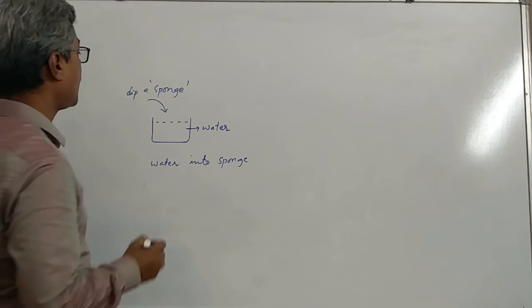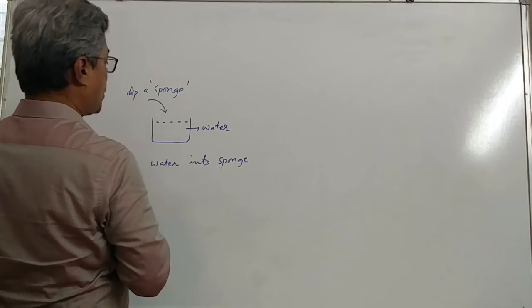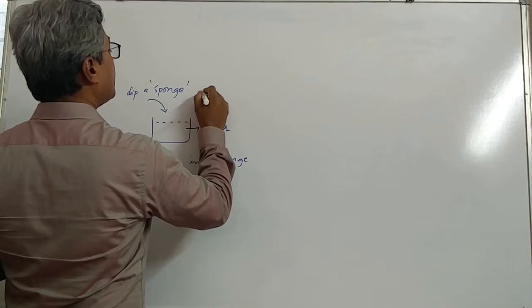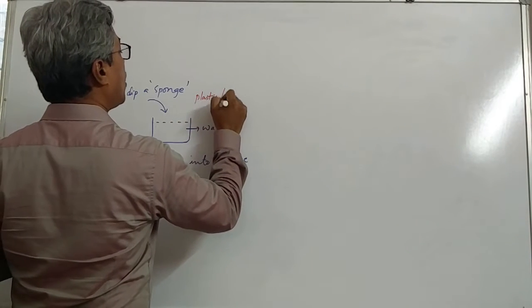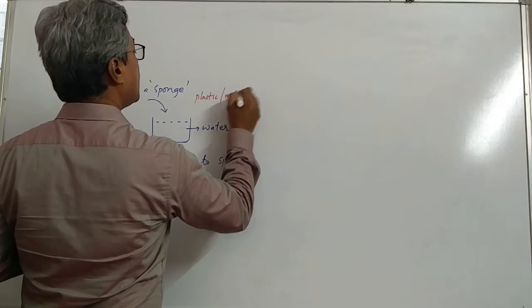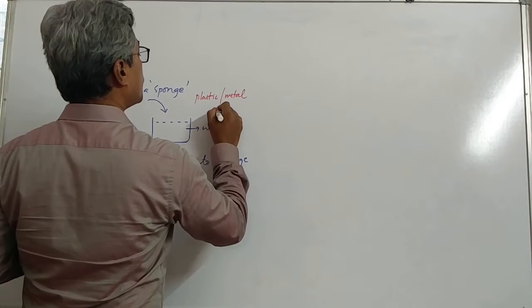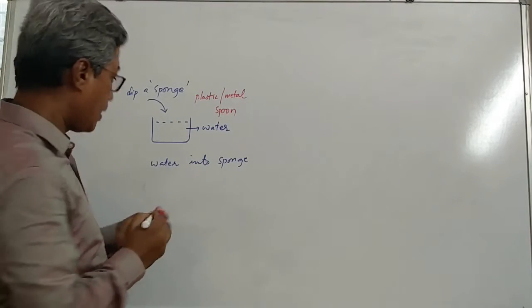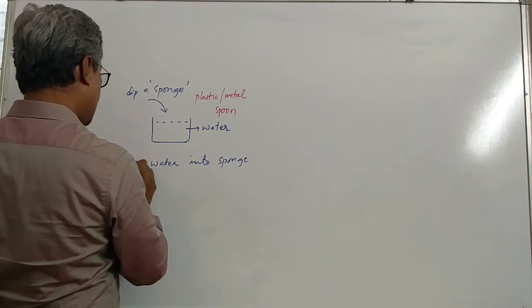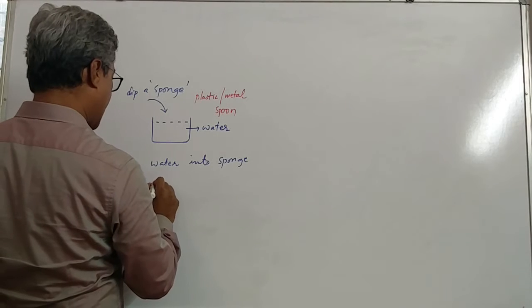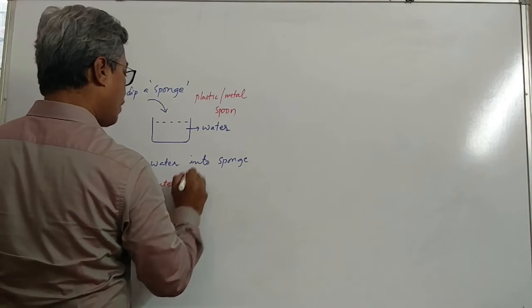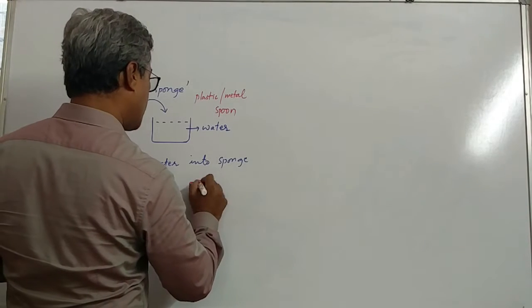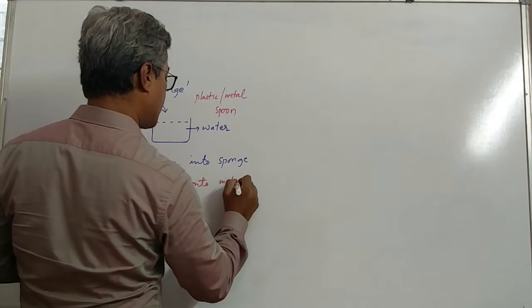Clear, students? Now replace this sponge. Instead of a sponge, we take some plastic or metal, say a spoon. Just dip the spoon in. Then in the second case, in the spoon case, water will not get into it, but it will be onto this metal surface.